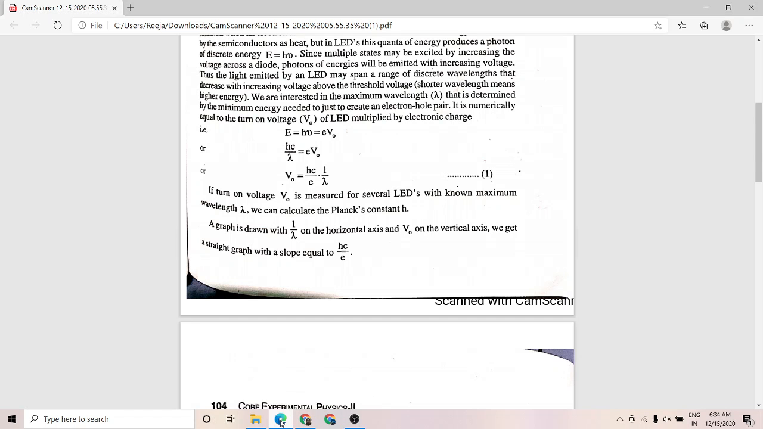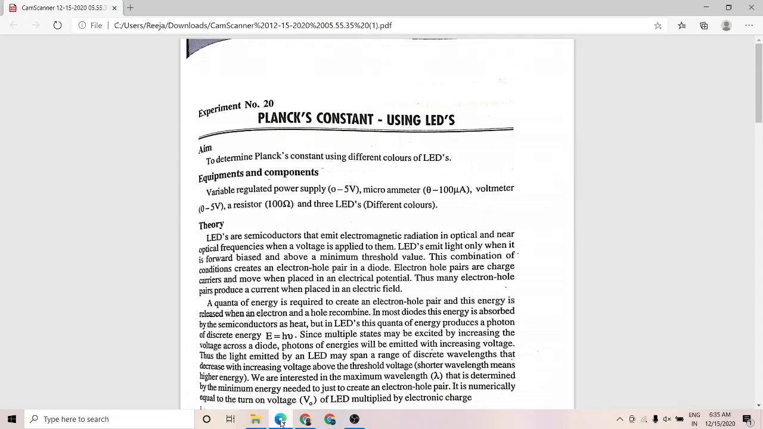Hi students, in this session we are going to discuss how to do the experiment of determination of Planck's constant using LEDs in the virtual lab. Now the equipment required here are a variable power supply or a DC power supply with a rheostat, a microammeter, voltmeter, resistor and three or more LEDs.